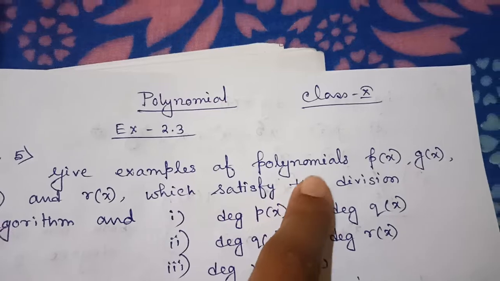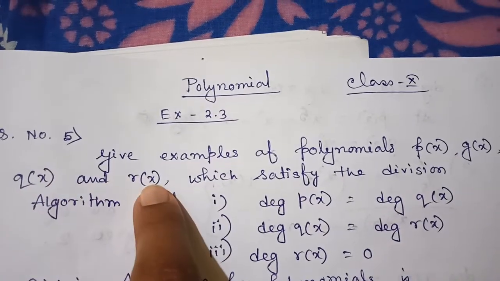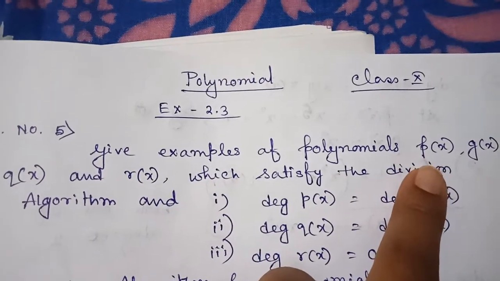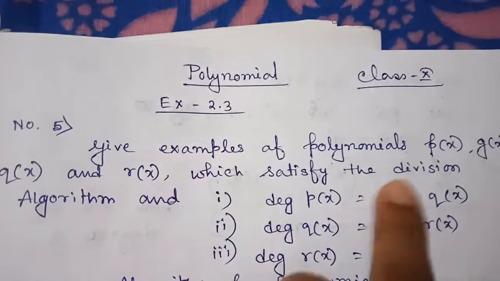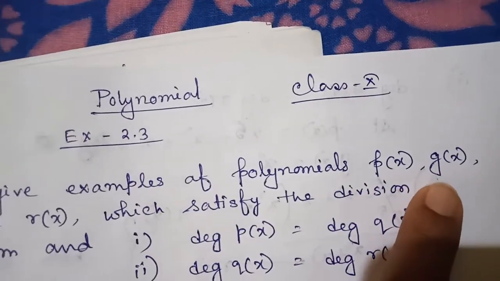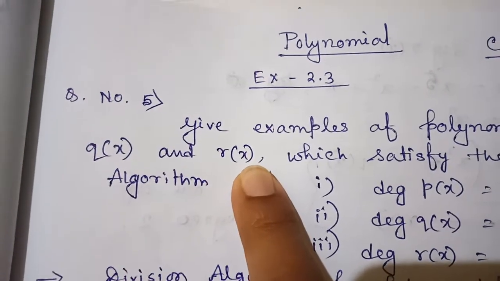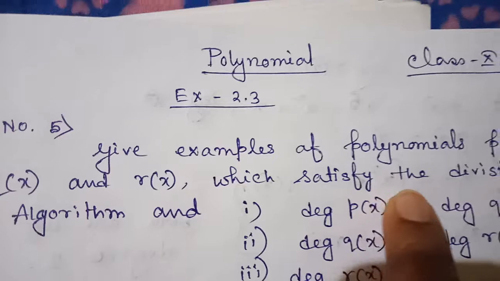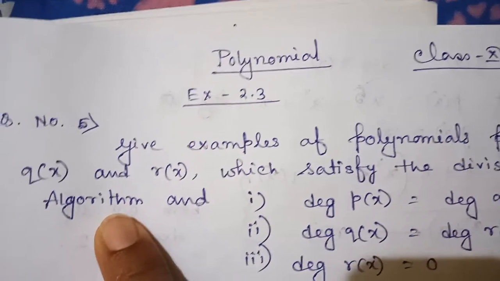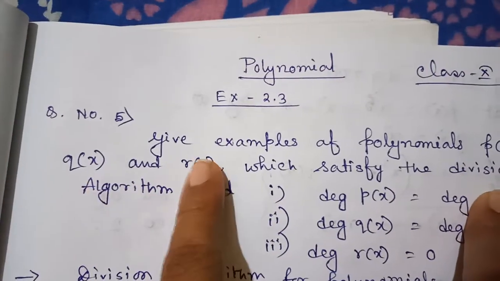Give examples of polynomials p of x, g of x, q of x and r of x, which are obviously the general names. This is general notation. P of x means dividend polynomial, g of x means divisor polynomial, q of x means quotient polynomial, r of x means remainder polynomial, which satisfy the division algorithm. Division algorithm means p of x equals g of x into q of x plus r of x.